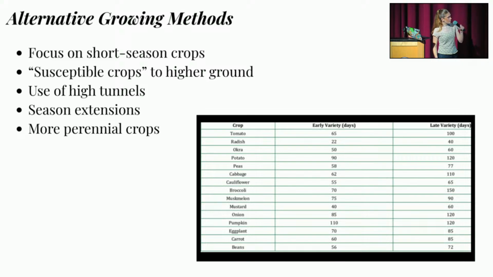Additionally, susceptible crops such as lettuce, anything that's easily damaged in the event of a flood, were moved to higher ground or to soils with better drainage. The use of high tunnels or greenhouses was implemented, as well as season extensions, which is anything that allows for a crop to be cultivated outside of its normal growing period. And finally, more perennial crops.